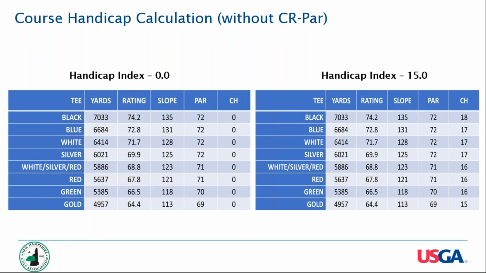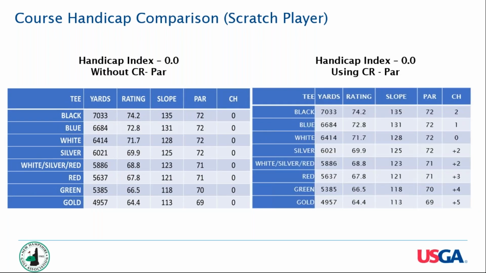So for the 0 handicap scratch golfer, we saw this table on the left already, but here on the right, it's using the World Handicap System calculation for a course handicap, which has course rating minus par. And now we're seeing a greater difference between the tee sets. They're not just a 0 across the board. From those black tees, the most difficult tees, they are 2. And from gold, they're actually +5. That's just based on the new calculation here.